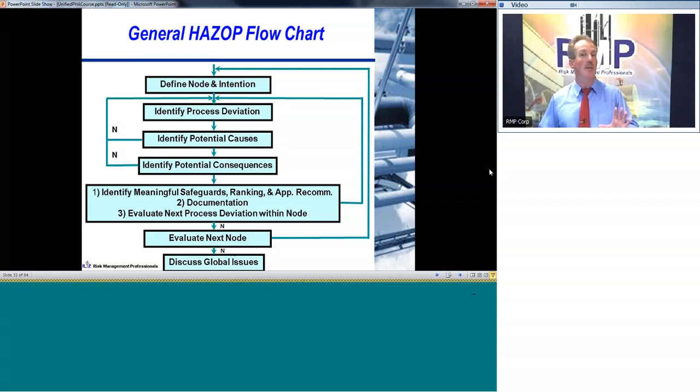The key objective of the HAZOP study is not just an exercise to do some documentation that you want to submit to the DOE MRE, but it's really something that's designed to help flush out potential vulnerabilities and give you a basis for making decisions whether your design's adequate or whether improvements are needed.